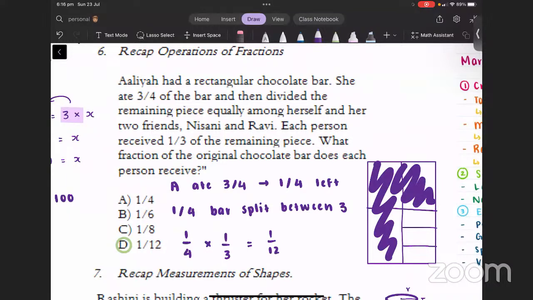So Alia ate 3/4, which means she only has 1/4 of the bar left. And then she splits that 1/4 bar between the 3 people. So if each person gets 1/3 of the remaining bar, that means it's 1/4, that's how much is left, multiplied by 1/3, which gives us, if you multiply 1 times 1, that's 1. And then 4 times 3 is 12. So Nisani, Ravi, and Alia each get 1/12 of the chocolate bar.